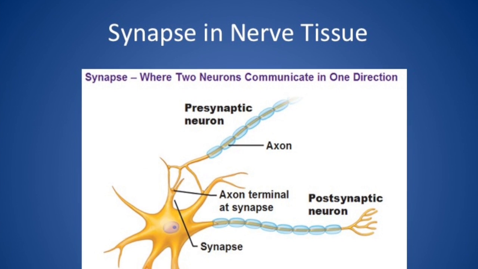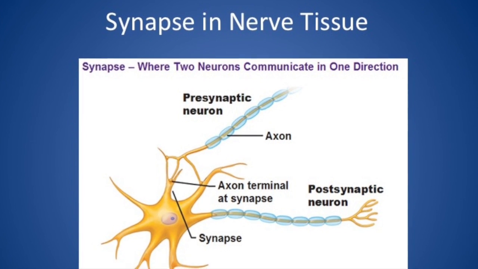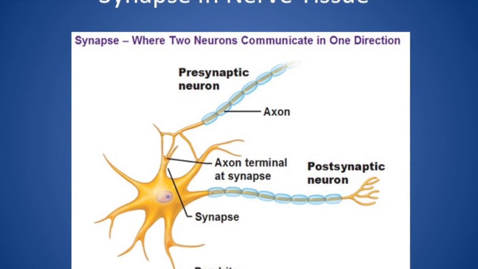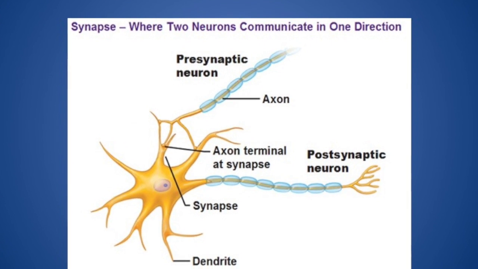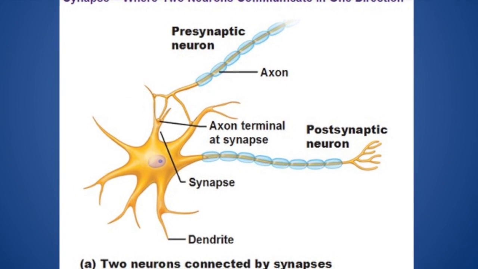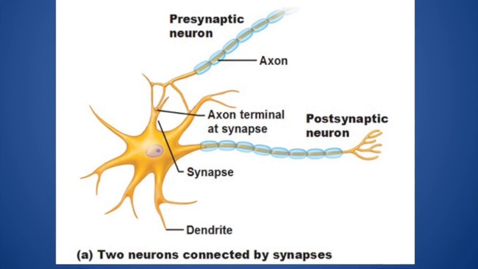A synapse in nerve tissue is a junction between two nerve cells where impulses pass with the neurotransmitter. In order for neural control to occur, information must not only be conducted along nerve cells, but must also be transferred from one nerve cell to another across a synapse.